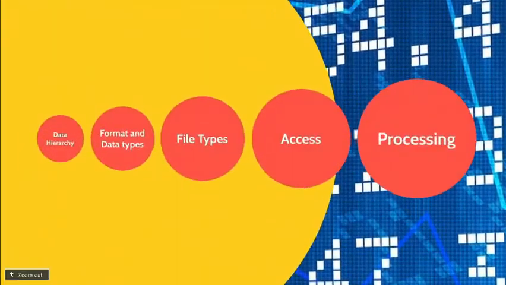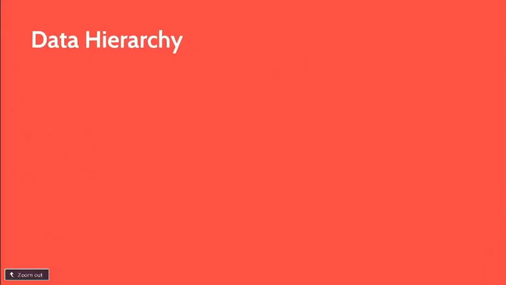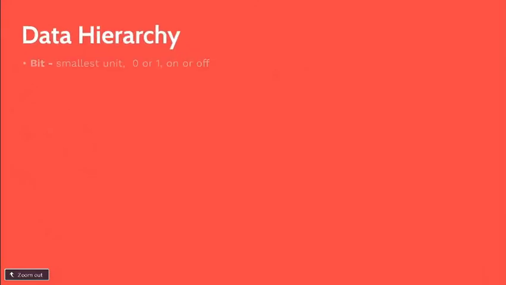Files and data. The hierarchy of data starts with a bit. A bit is the smallest unit. The value of a bit is 0 or 1. It means on or off. Next will be a byte, which is composed of 8 bits or one character.